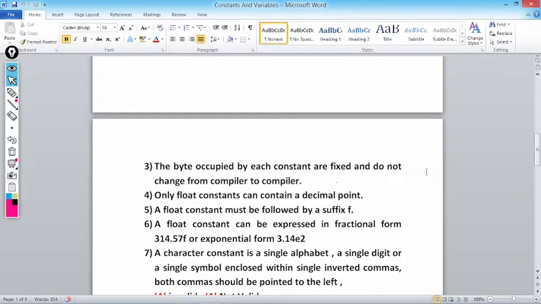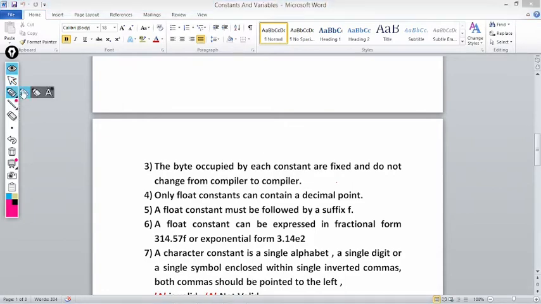Next, only float constants can contain a decimal point. It is very clear. If I write 22, it's an integer constant. If I write 22.0, it's a float constant. This is a float constant and this is an integer constant. So it must have a decimal point.